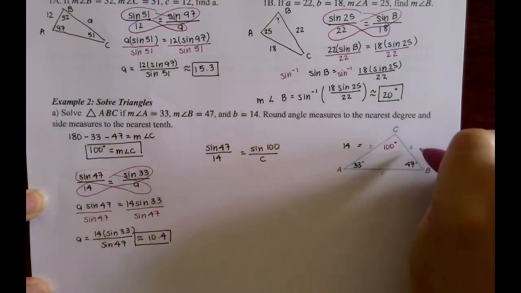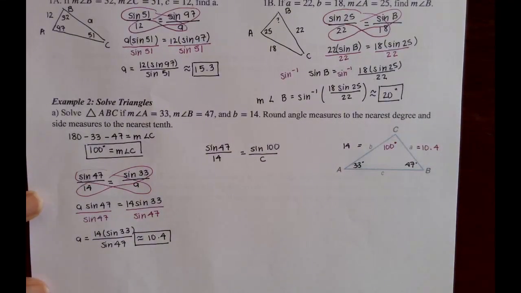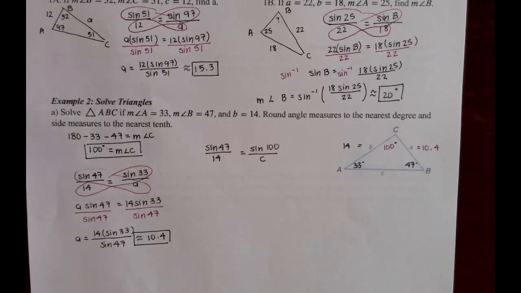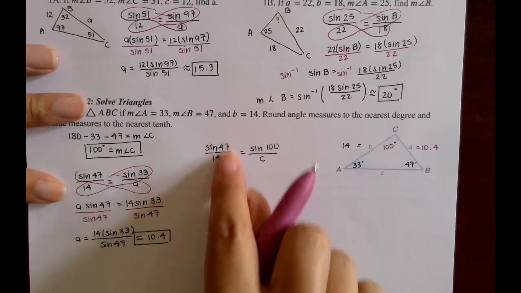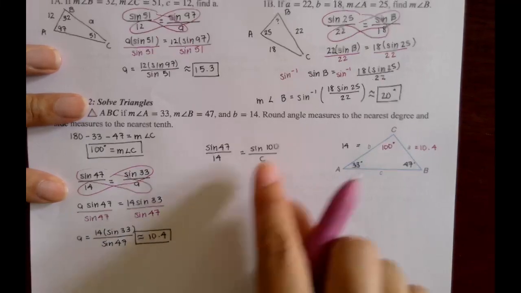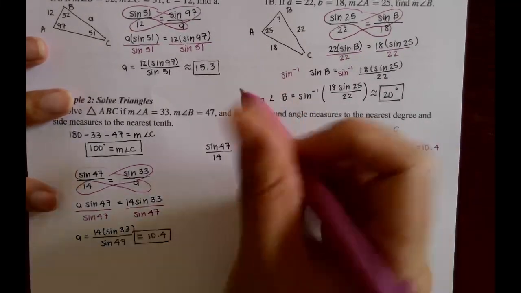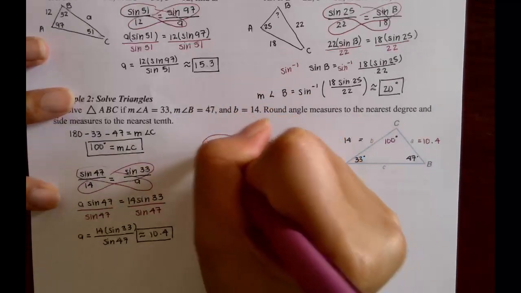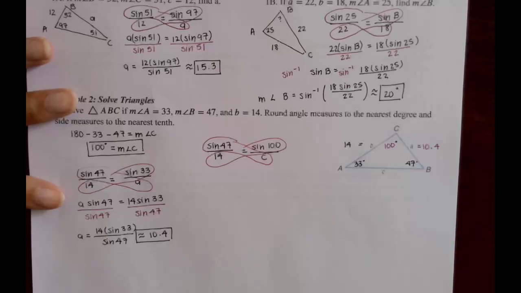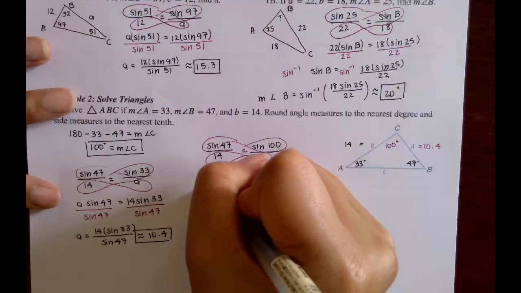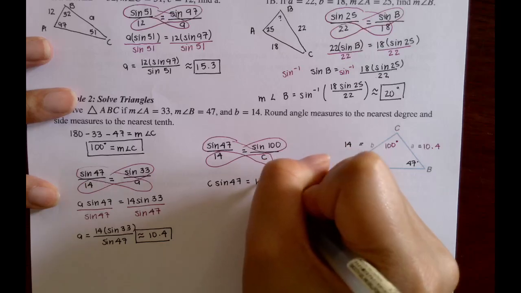Okay, just going to write it here. Okay. Then I'm going to find C. I probably don't want to use sine A and A even though I found it now for this because it's going to be less accurate, right? Because this is also just an approximation. So it's best to use the pair that we've been given, right? So this becomes C sine 47 equals 14 times sine 100.